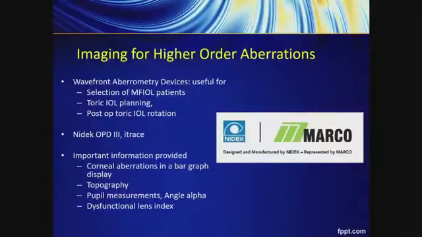In terms of looking at higher order aberrations, there are machines that we use to see how regular or irregular the cornea is. One of the common ones that's used is the NIDEK OPD3. I have no financial interest in this.